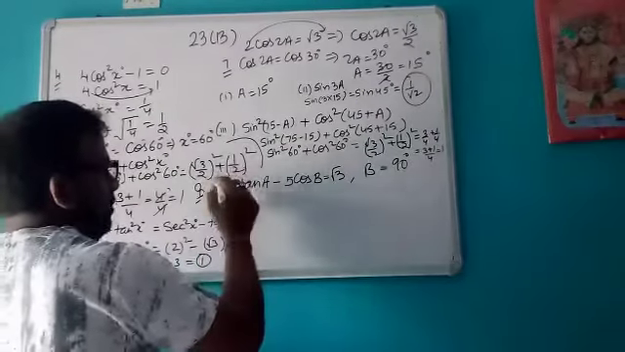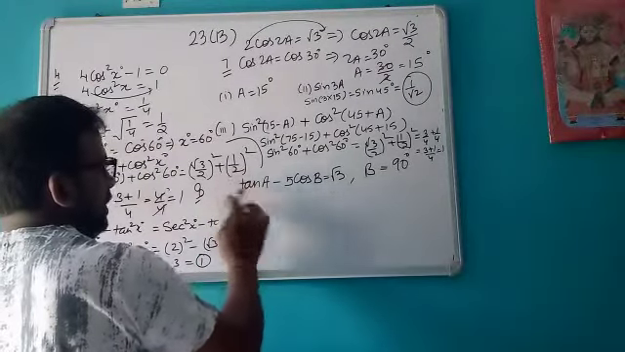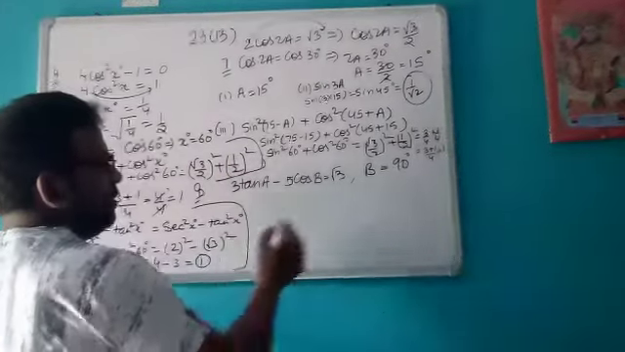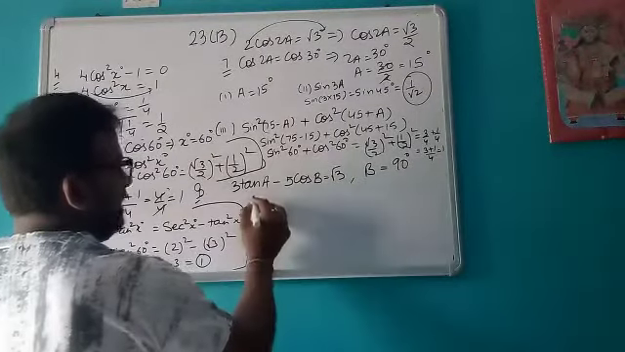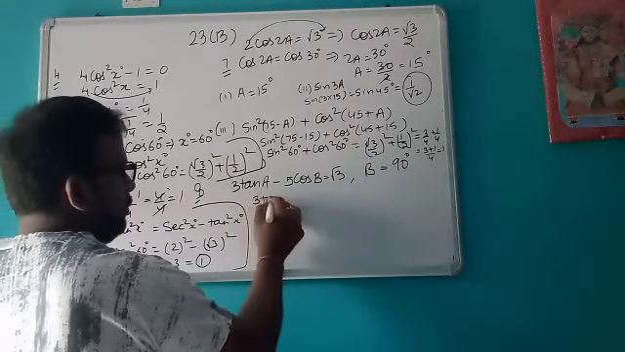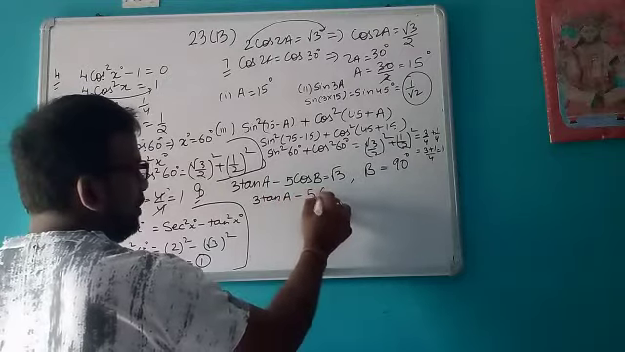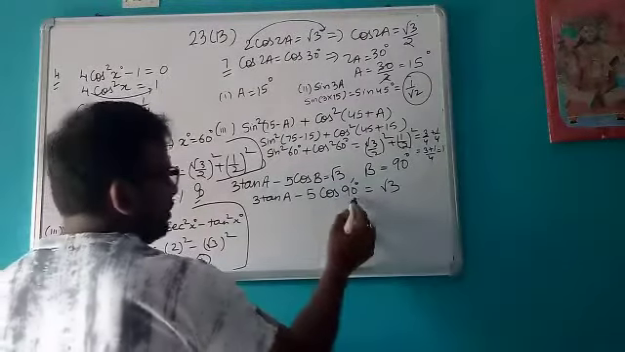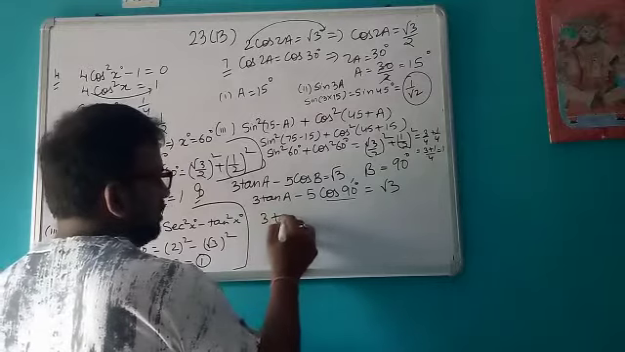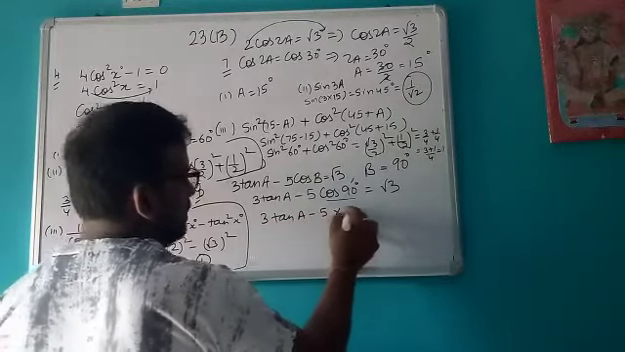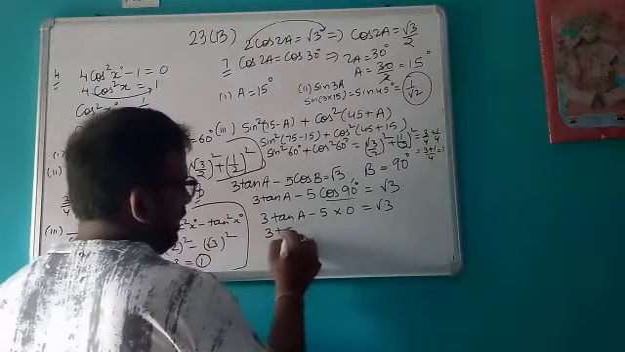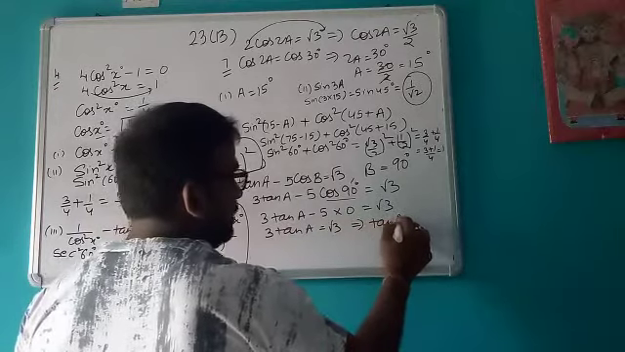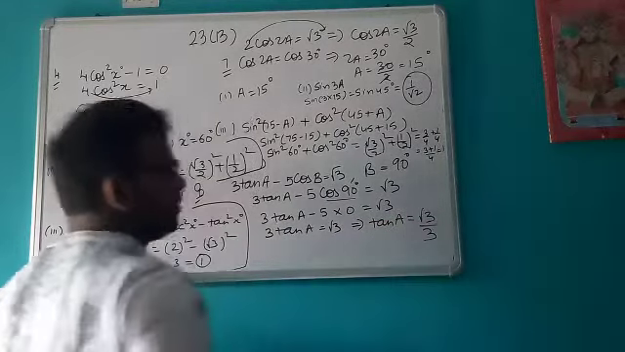Let's discuss one more type. Suppose it is given as 3 tan a minus 5 cos b is equal to root 3, and b is 90 degree. We have to find the value of a. So what you will do, you will first simply put the value of b, that is 90 degree. And what is cos 90? It is 0. So it becomes 3 tan A minus 5 into 0 is equal to root 3, or we can write 3 tan A is equal to root 3. That means tan A is equal to root 3 by 3.